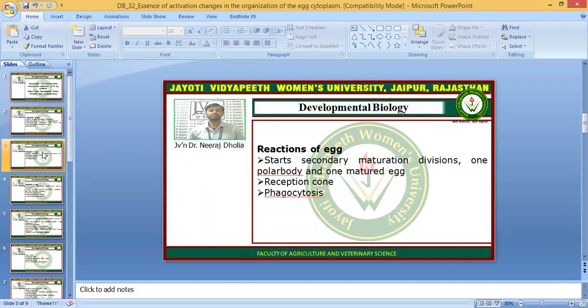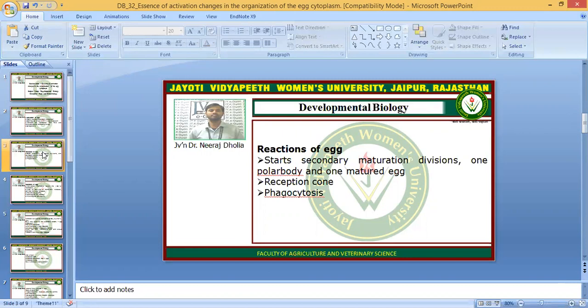So the reactions of egg: the stimulation of the male gamete starts the secondary maturation divisions in the egg. So the secondary maturation divisions we have studied in the oogenesis process, in which one polar body is created and one matured egg is created. So this is the secondary maturation divisions. The stimulation of the male gamete creates a formation of the receptor cone in the plasma membrane of the female gamete.